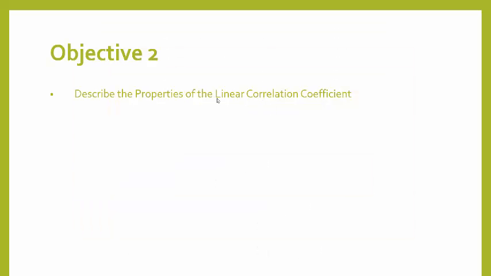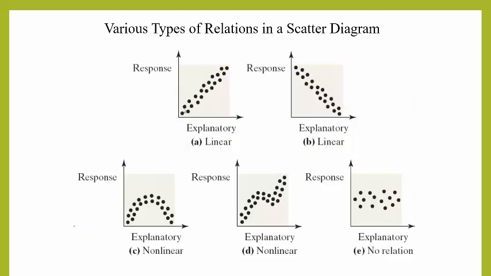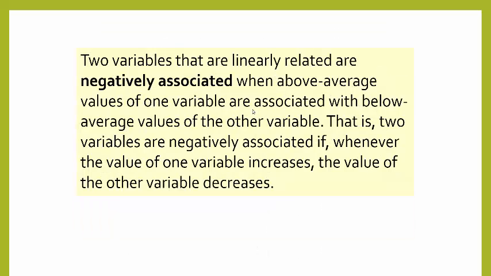Let's describe the properties of what's called the linear correlation coefficient now. All right, so what we want to do is measure the strength of relation for linear relationships, like these two scatter diagrams right here. How strong is this relationship? How strong is this one? It's one thing to just look at the graph and say, oh, that looks pretty positively correlated, or that looks pretty negatively correlated. We want to put a mathematical number to it now.